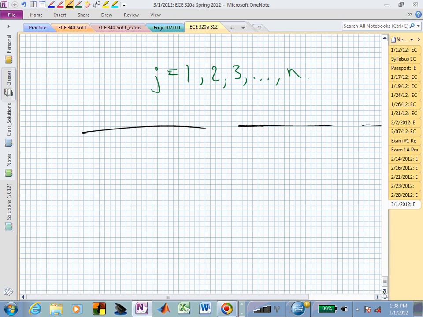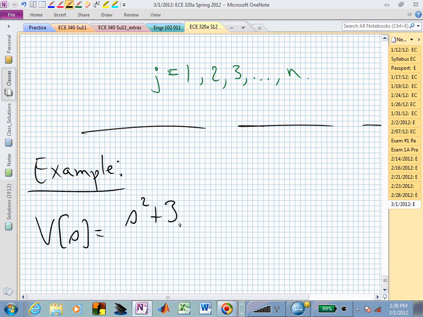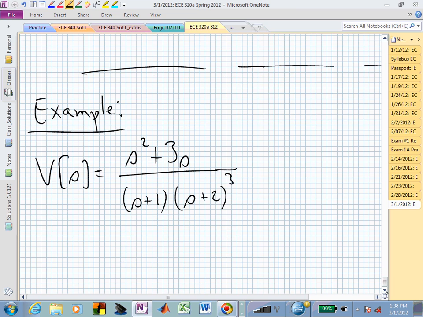So let's say that we have the following. Let's say V of s. For some reason now I've changed from F to V, just to make sure you're still awake. We have (s squared plus 3s) over (s plus 1)(s plus 2) cubed. What's the partial fraction expansion structure look like?